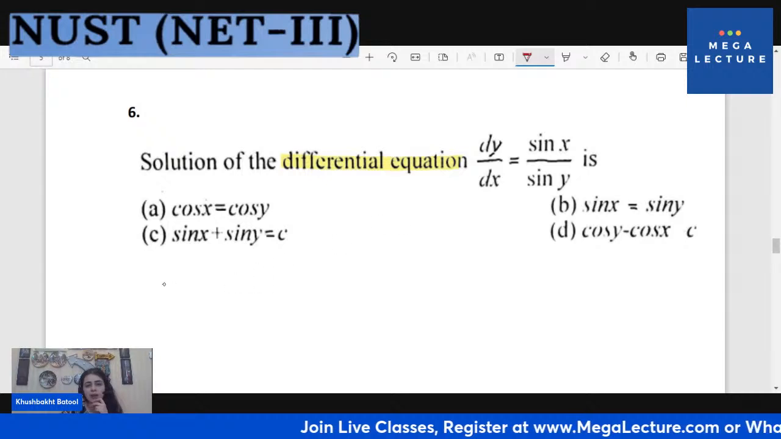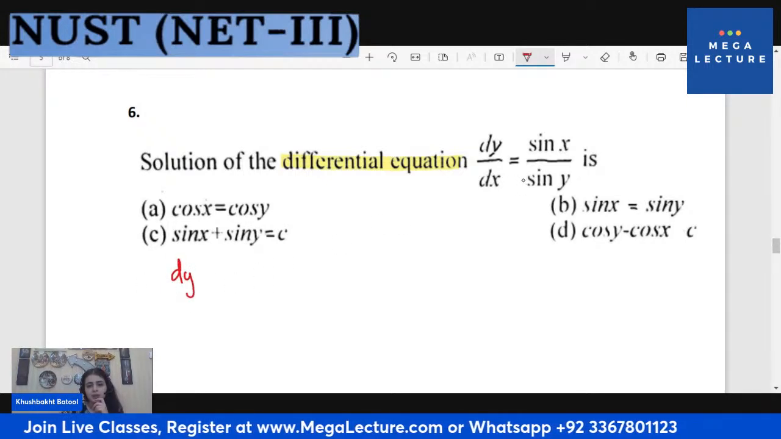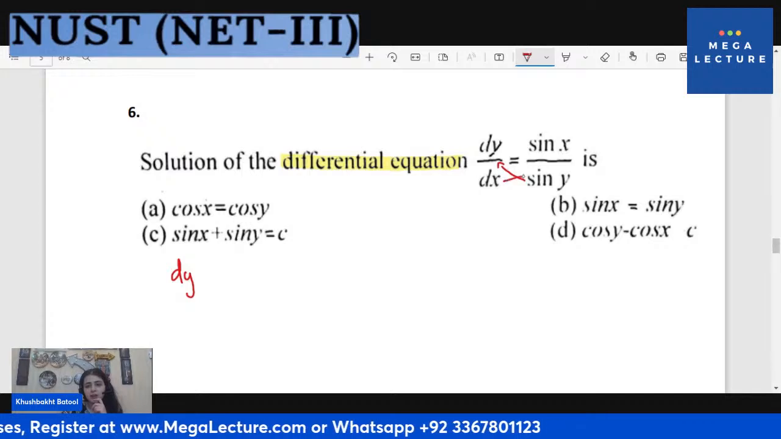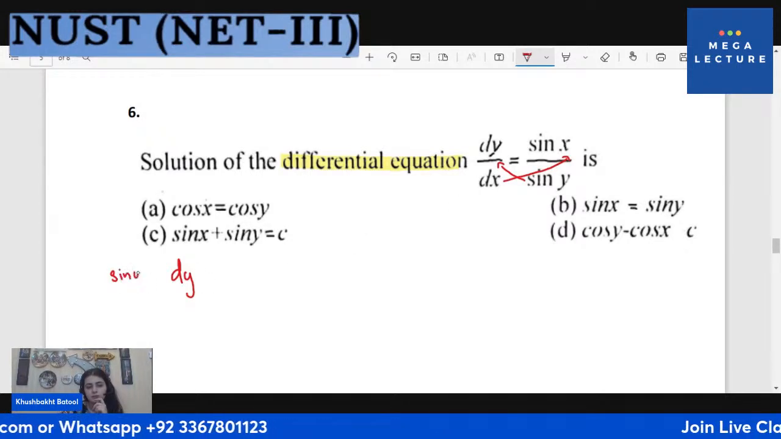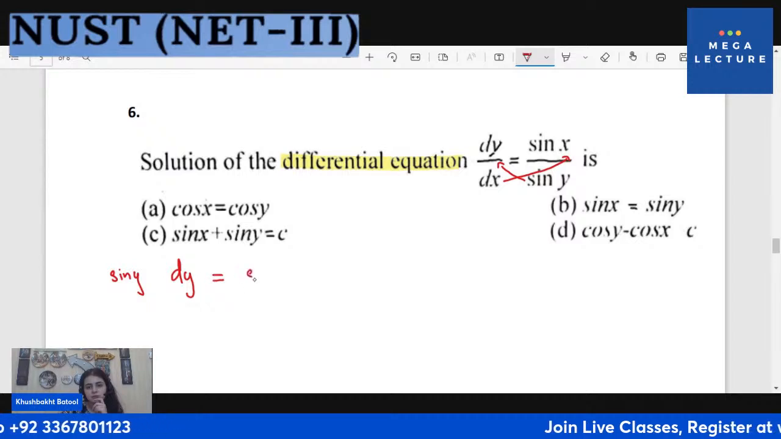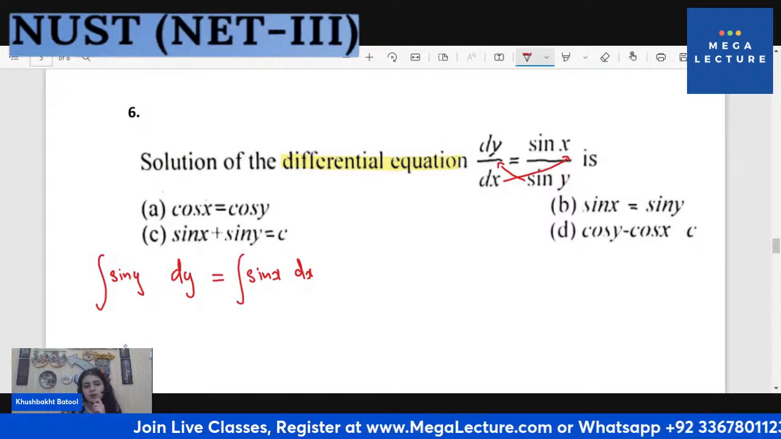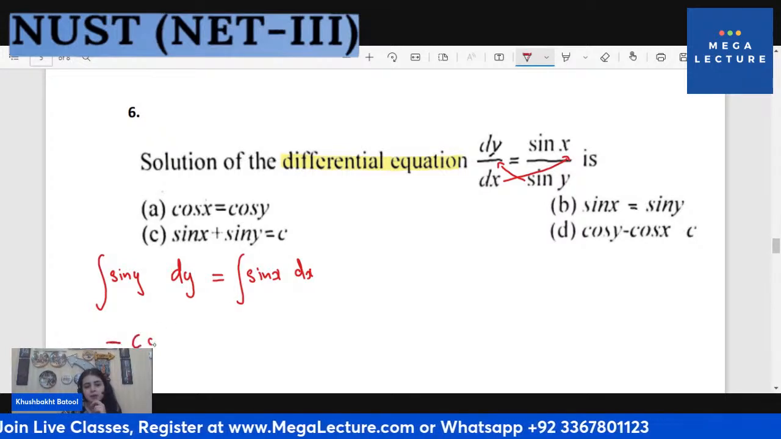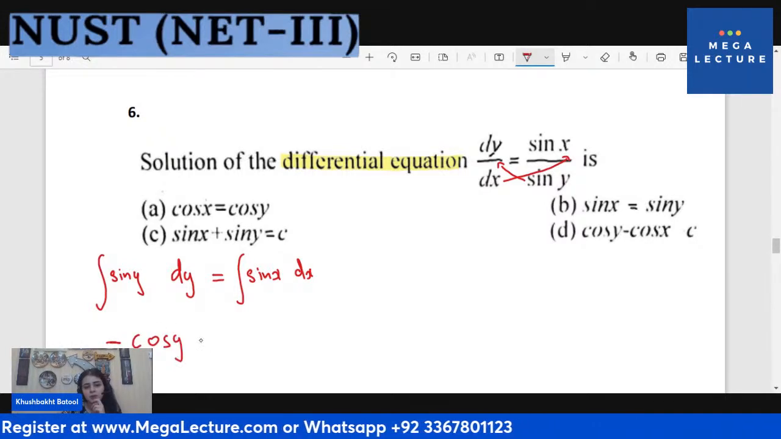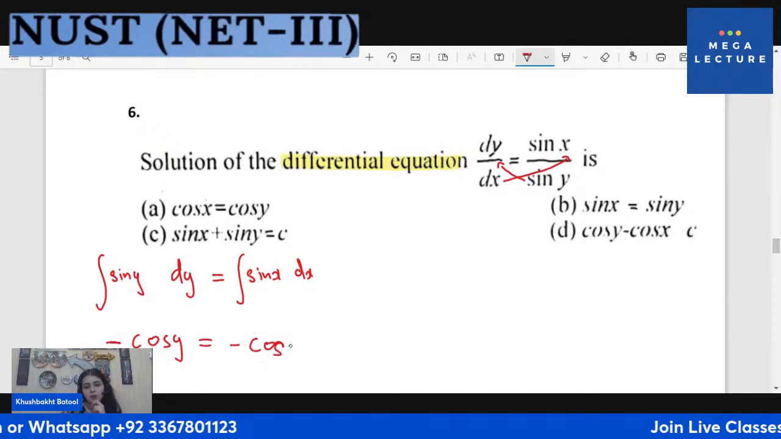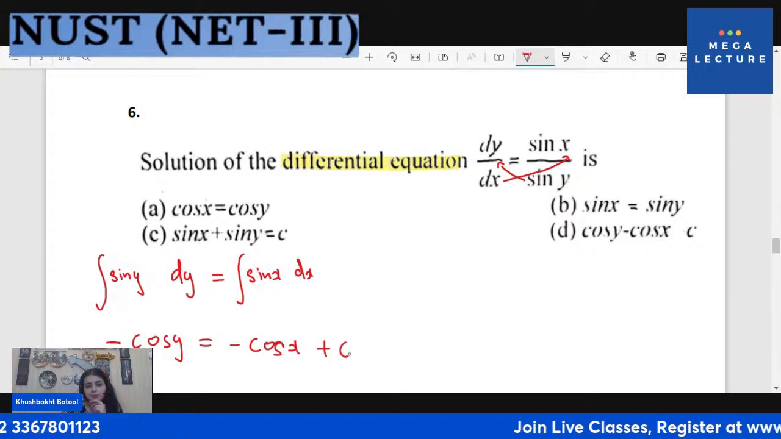So I can write it as: sine y can be taken here and dx can be taken here. Now I will integrate both sides. Sine y would become minus cos y. Sine x would become minus cos x plus c.